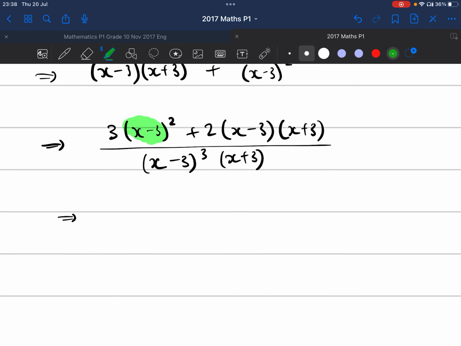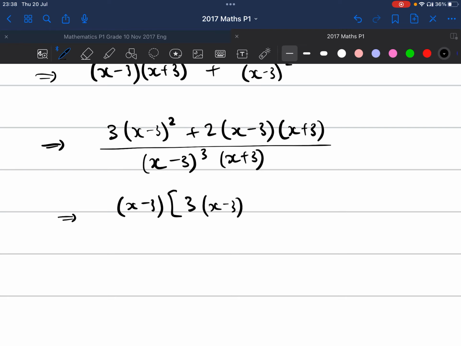So x minus 3 is there, x minus 3 is there as well. Yeah, obviously it's squared, but that's fine. So we can factor out that there. So let's say x minus 3. And now we're factoring it out. So we'll have 3 x minus 3.